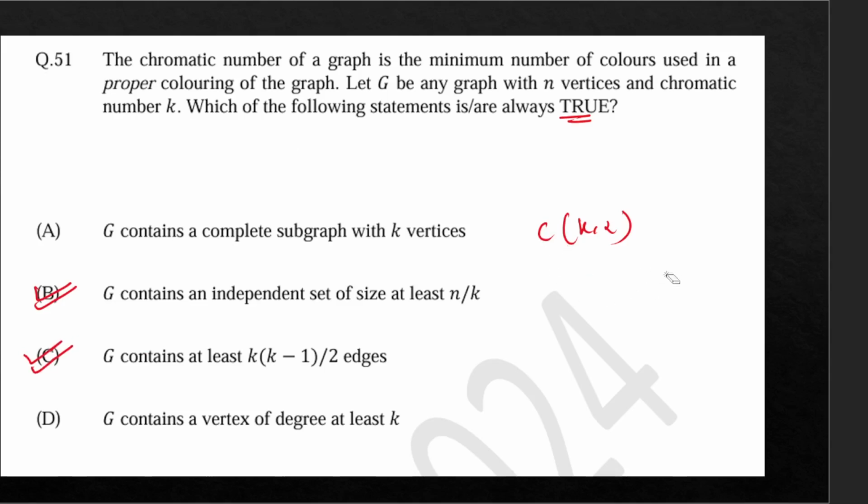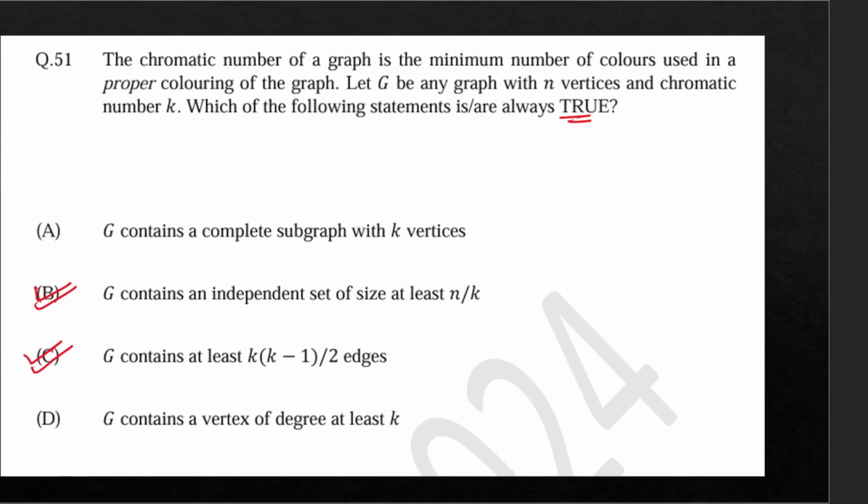K choose 2. Okay. After that, fourth one, G contains a vertex of degree at least k. So this is false because if you take a cycle graph on odd vertices, chromatic number is 3. But the degree is not 3 for any vertex. So similarly, for any complete graph, degree for every vertex is n minus 1. But the chromatic number is n.